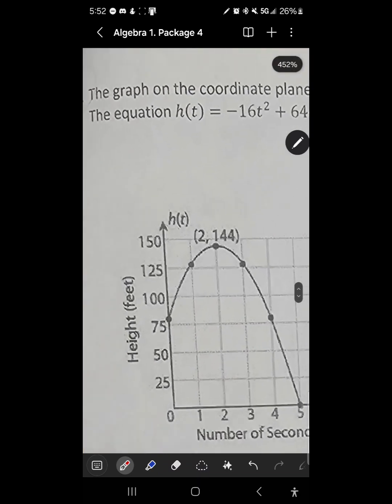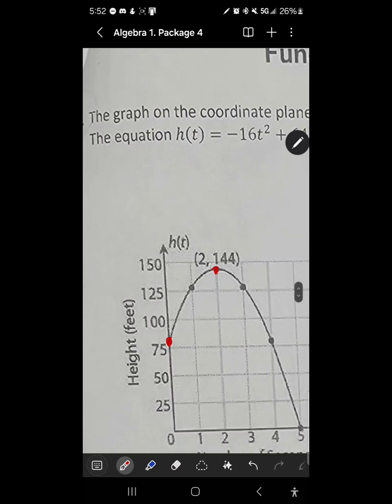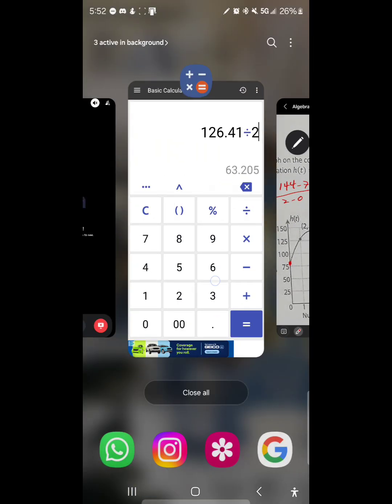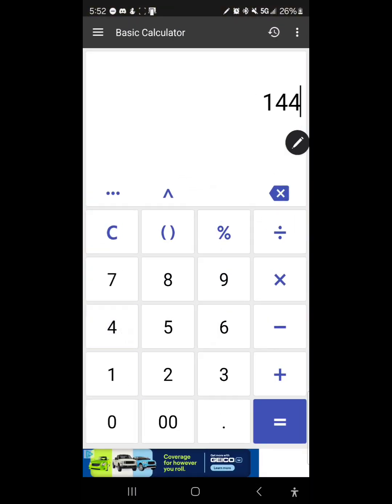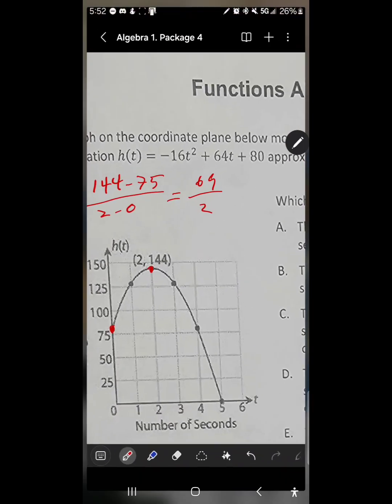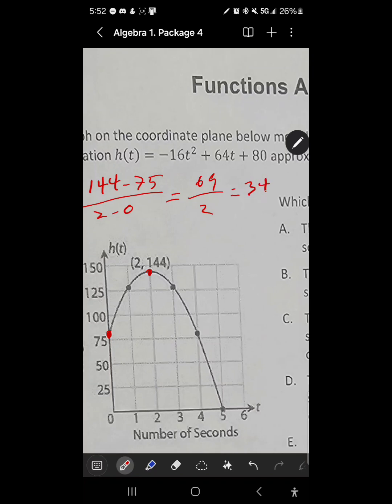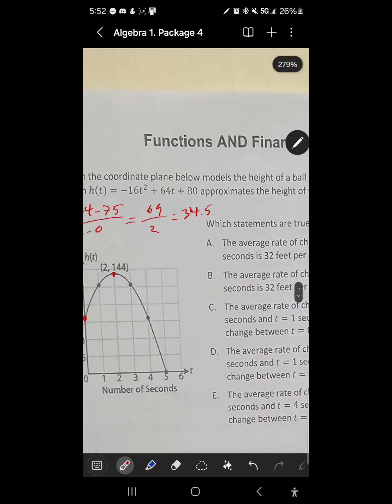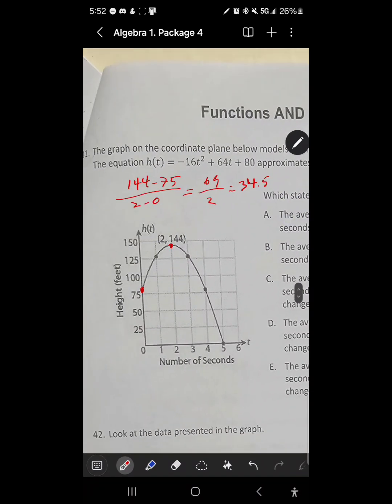So let's see that. We have 0 here, we have 2 here, we have the point. So let's see the slope, 144 minus 75 over 2 minus 0. So this is 69 over 2. We can make sure about that. So 144 minus 75. Yep, and over 2, this is 34.5. So this equals 34.5. And what did this say? This is 32, so nope, that's not the answer.